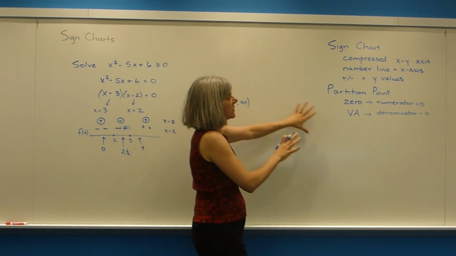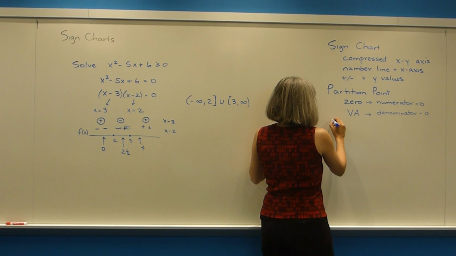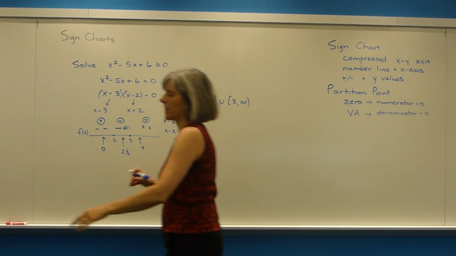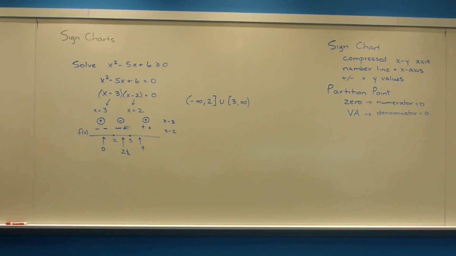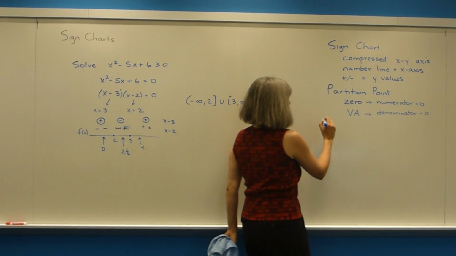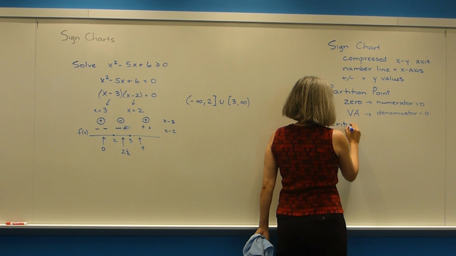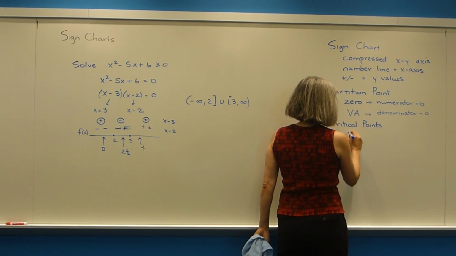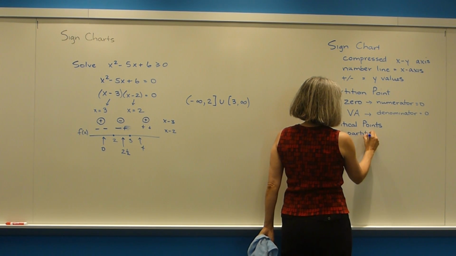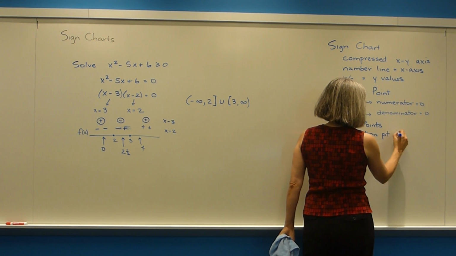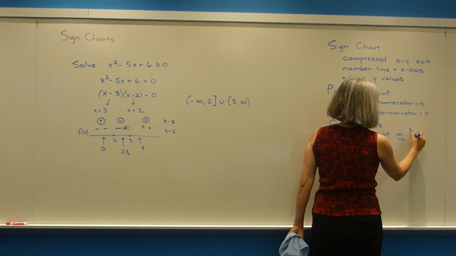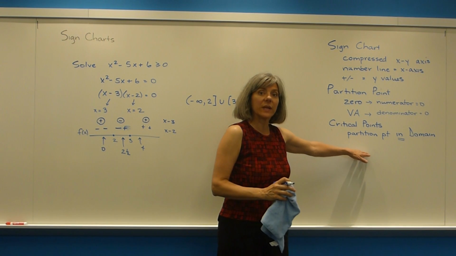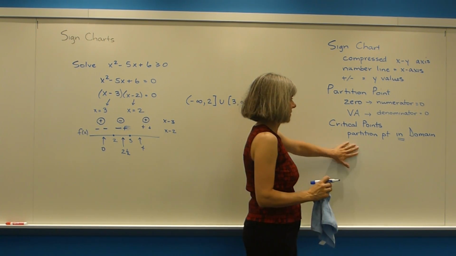Okay, so let's fill in a little more detail here. Let's talk about two more pieces. One are called critical points, and they'll come in the next example. A critical point is any partition point that is in the domain. And that's important. So what that tells you is that a vertical asymptote can never be a critical point. So that we'll keep that there.